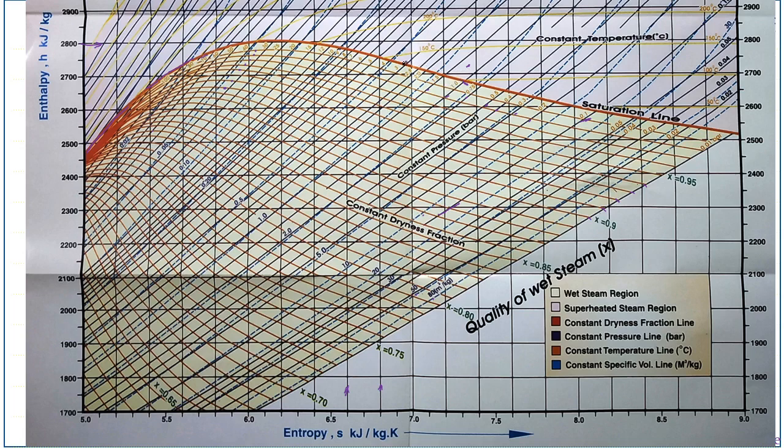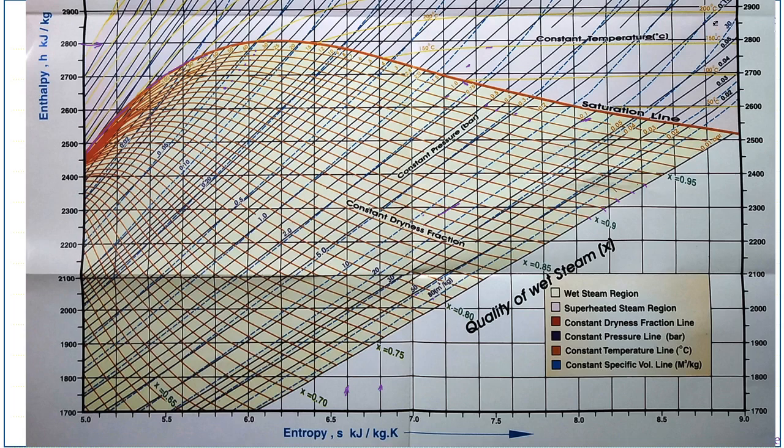In this superheated region you find yellow lines. These yellow lines are known as constant temperature lines of superheated steam. Here this yellow line indicates a superheated temperature of 150 degrees Celsius. Here we can find a superheated temperature of 100 degrees Celsius and so on: 50 degrees Celsius, 100, 150 and 200 degrees Celsius.